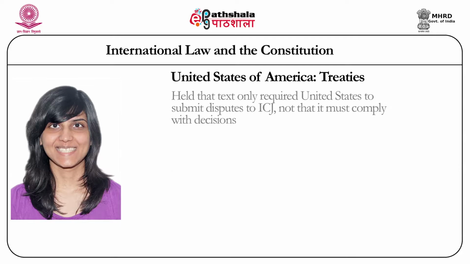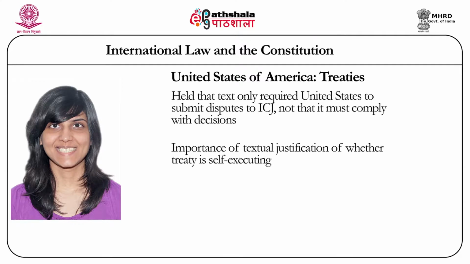He concluded that the text of the convention and the optional protocol only required the United States to submit to the jurisdiction of the ICJ in the case of disputes under the Vienna Convention, but not that the United States must comply with the decisions of the ICJ. According to the majority, therefore, the text of the treaty was paramount in determining whether the treaty was self-executing or not. The text of the treaty had to be explicit in conveying an intention of self-execution.